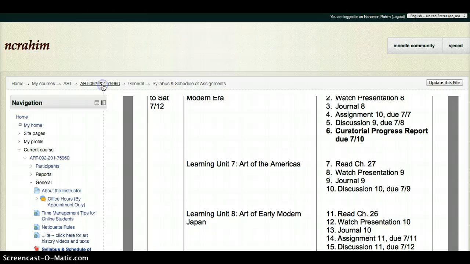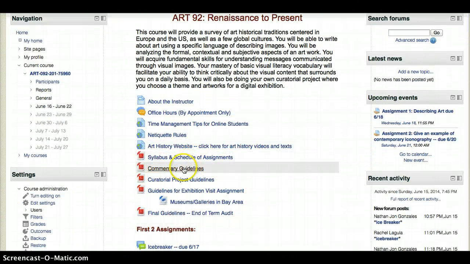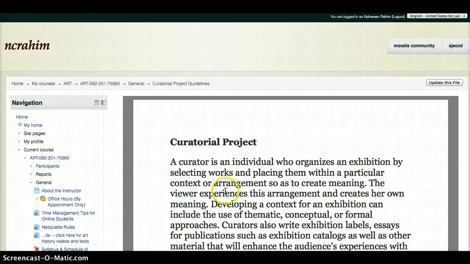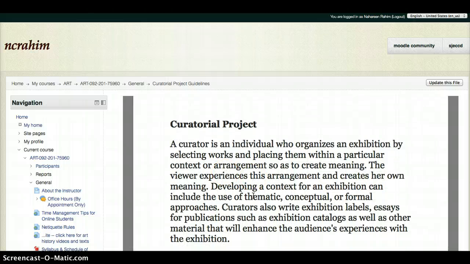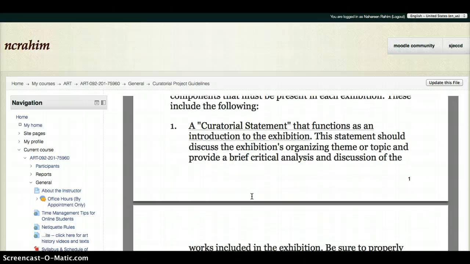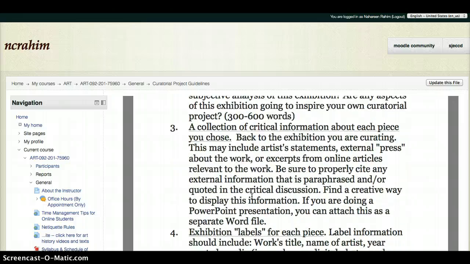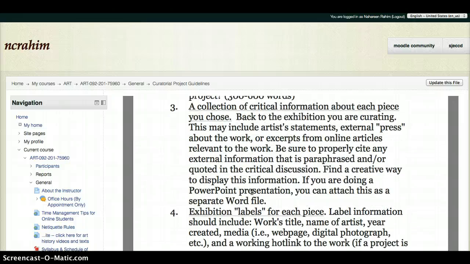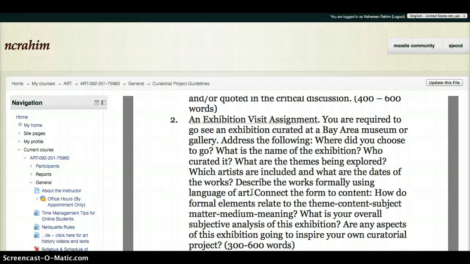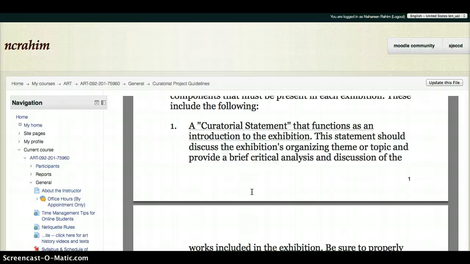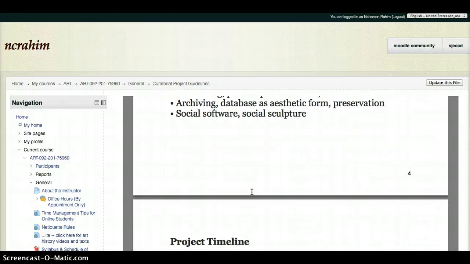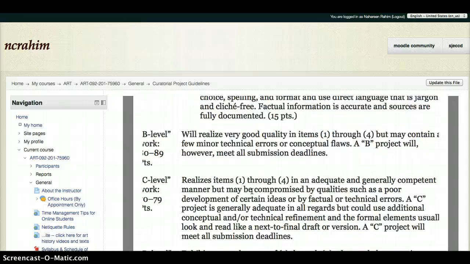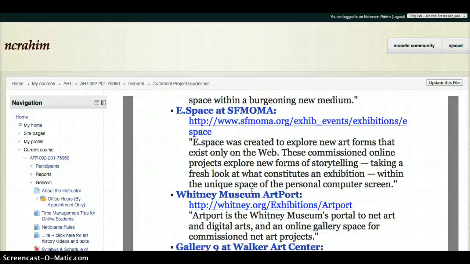Let's quickly go over the curatorial project guidelines. So remember, do go into depth by reading all of these guidelines. Here's a list of museums and galleries in the Bay Area, and I've given the links for them. Curatorial project guidelines. This is a 9-page document, so if you can print it out, it's basically giving you all the information you need to do the assignment. And please look at the different components. There's 5 components here: digital images, exhibition labels, a collection of critical information for each piece, the exhibition visit assignment, and a curatorial statement. At the bottom, I've given examples of themes to organize the exhibition around, a project timeline, as well as a lot of links to look at sample works.